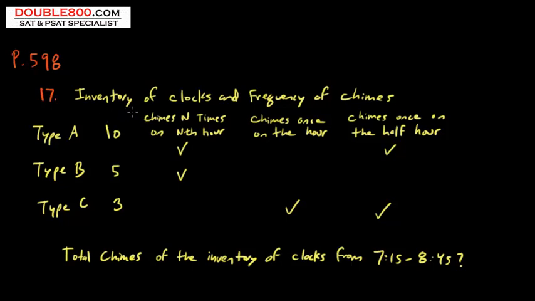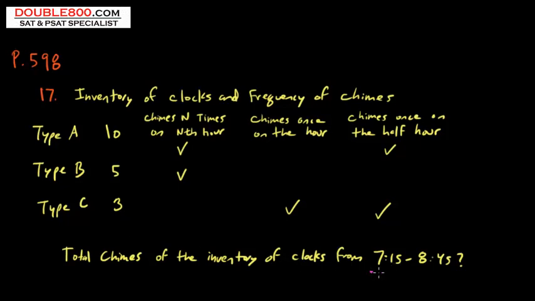We have the inventory of clocks and the frequency of chimes. We have three different types of clocks, A, B, and C, and the number of clocks, 10, 5, and 3. And we have these check marks here. I've summarized the call of the question. A merchant sells three types of clocks that chime as indicated by the check marks above. And the question is asking for the total number of chimes of the inventory of clocks from 7:15 to 8:45.